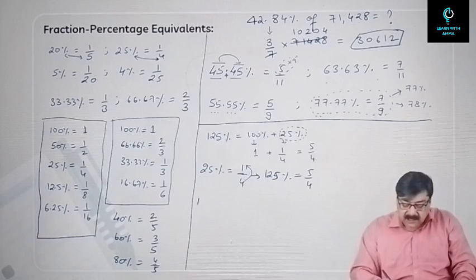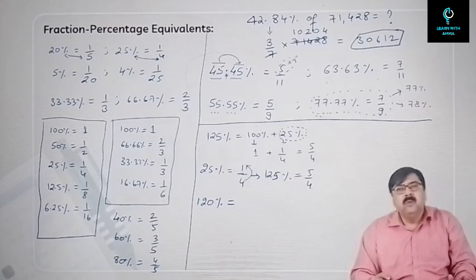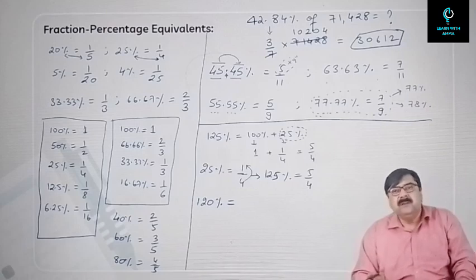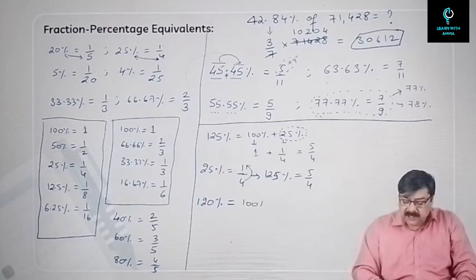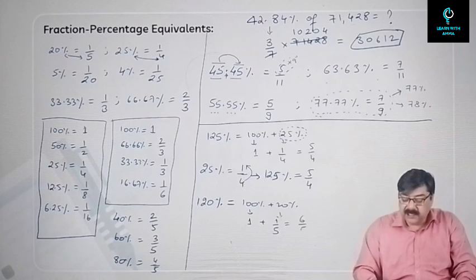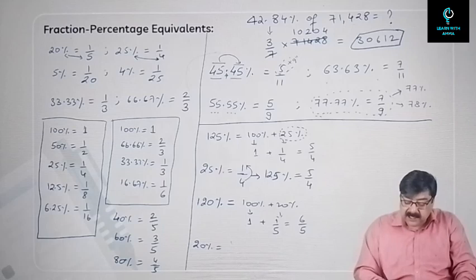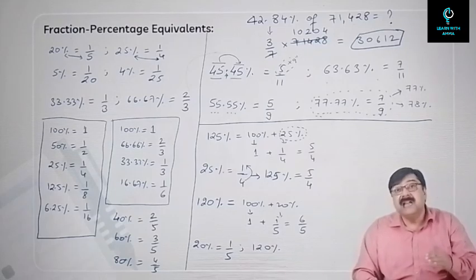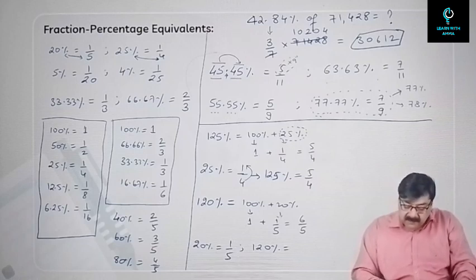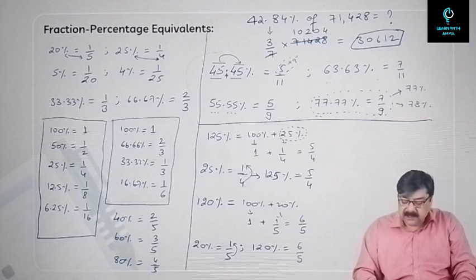Now similarly, if we need to find out the fraction equivalent of 120%, 120% is 20% more than 100%. So it is 100% plus 20%. 100% is 1 and 20% is 1 by 5. When we add these two, we get 6 by 5. And the shorter way of solving this would be, as 20% is 1 by 5, hence 120%, 100% points added to 20%, you just add the denominator to the numerator, it becomes 6 by 5.